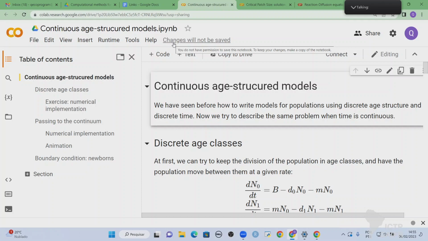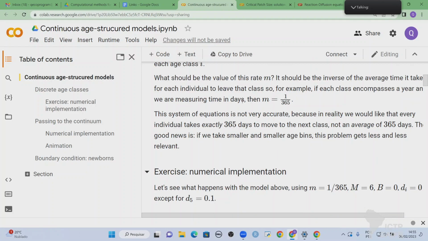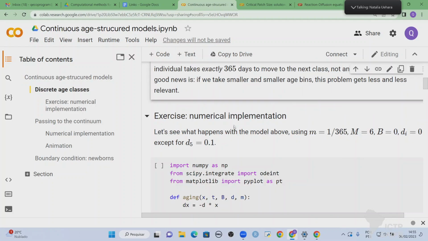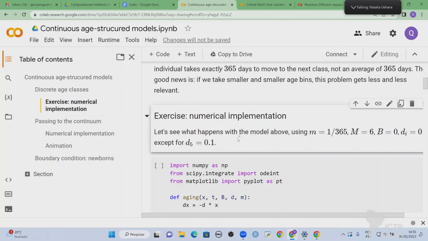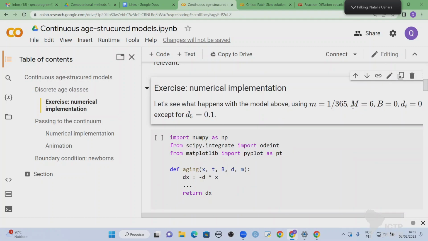Okay, so here is more or less what I just told you. And now, let's put only 7 classes, only going up to N6. So there are 0 to 6, so these are 7 classes.